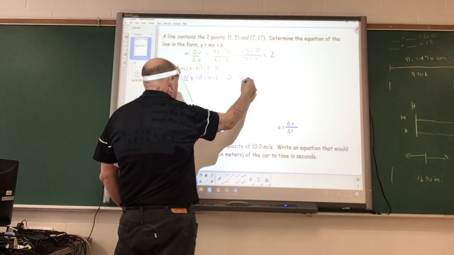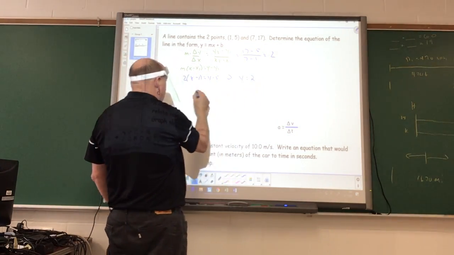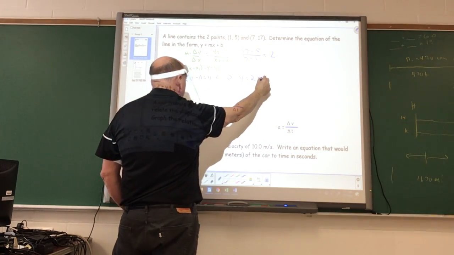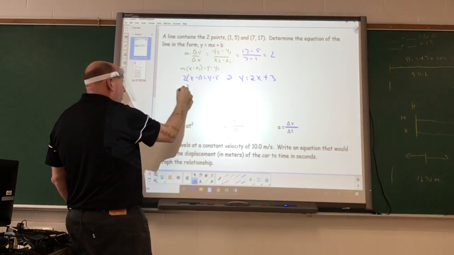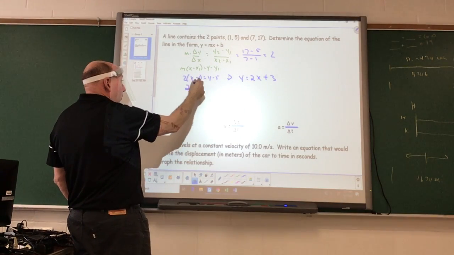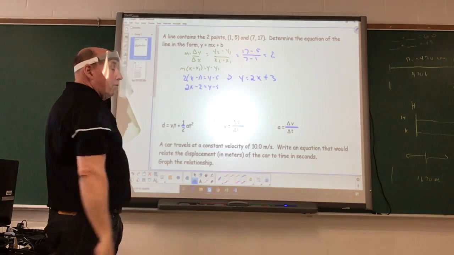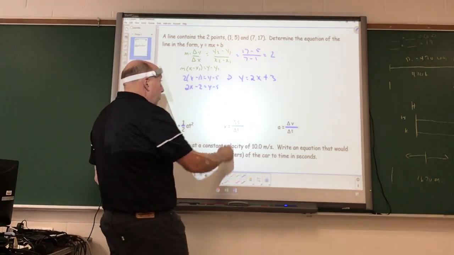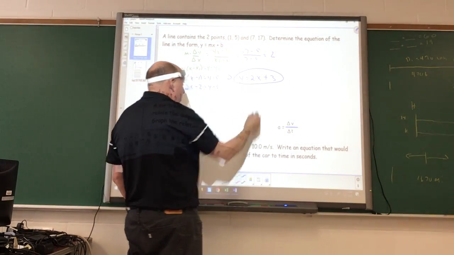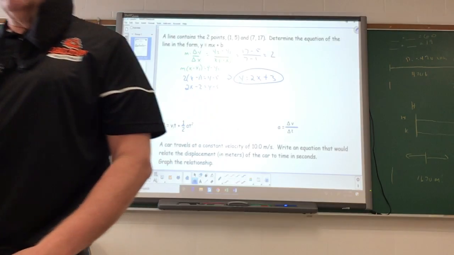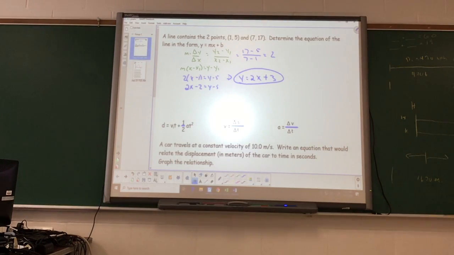Where we have 2 times (x minus 1) is equal to y minus 5. Add your 5 over to both sides. So y equals 2x plus 3. This would be our equation of the line. Okay, once again, we are just reliving the glory days, pre-calculus, beginning of calculus, just determining the equation of a line.